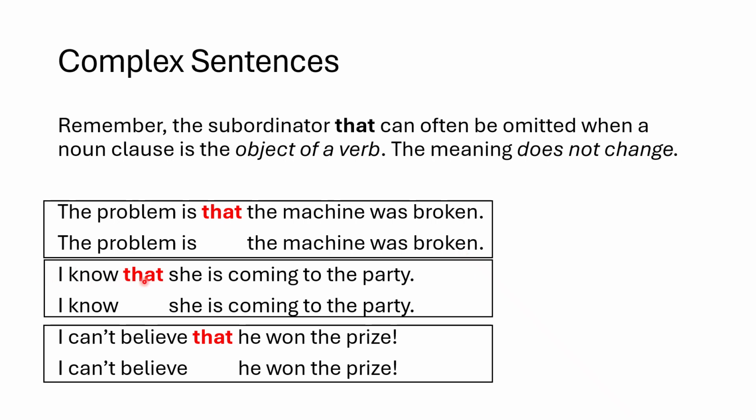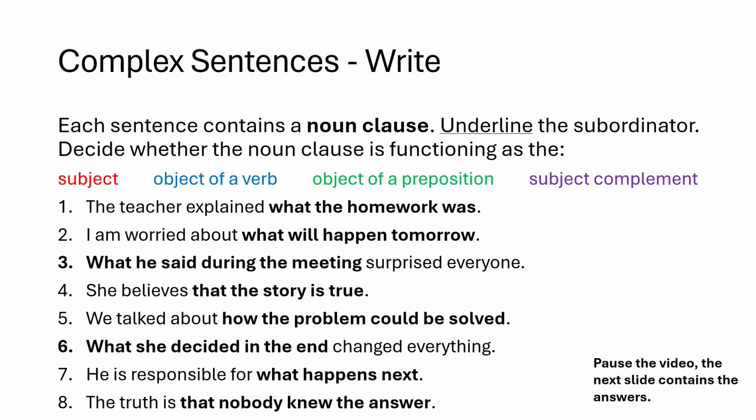I know that she is coming to the party. If we omit that, the sentence still makes sense. I know she is coming to the party. I can't believe that he won the prize. If we omit that, the sentence still makes sense. I can't believe he won the prize. Each sentence contains a noun clause.